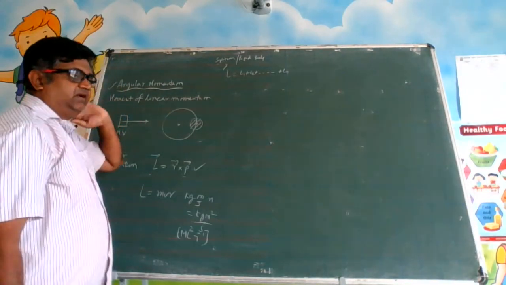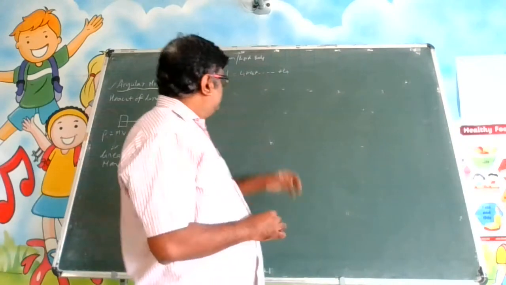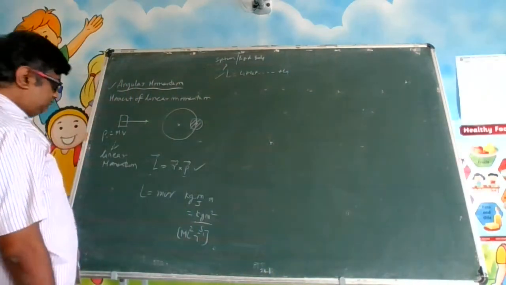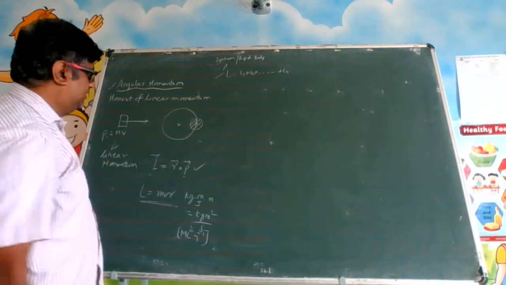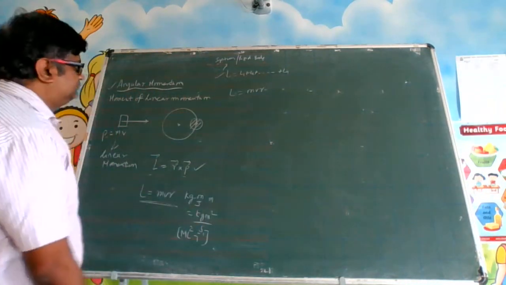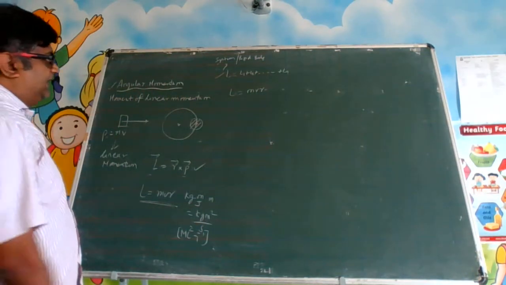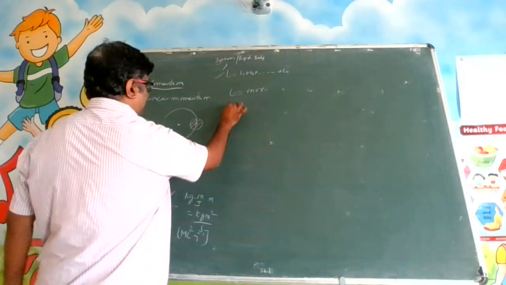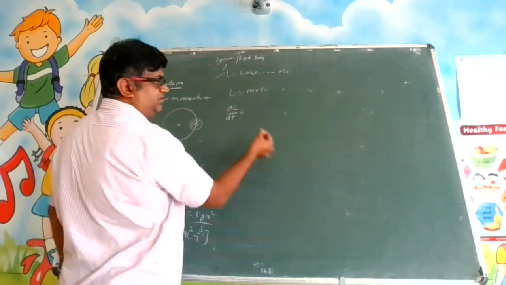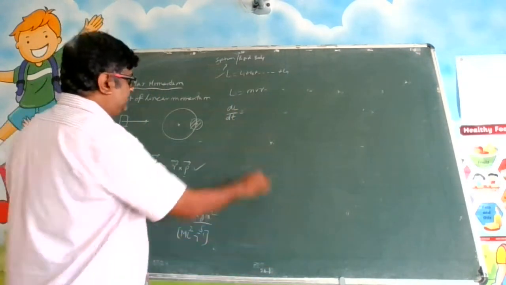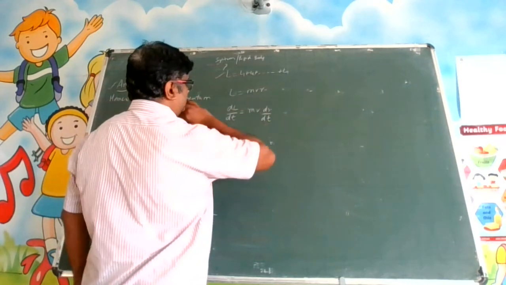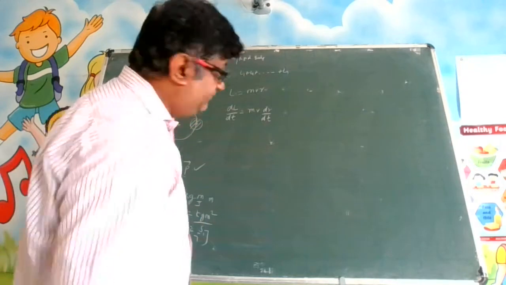Now, can we get something from here? L is equal to mvr. I will do one thing. I will differentiate both sides. I will get dL by dt. M is a constant. V, let us say it is going with a constant speed. Can I write it as mv dr by dt? No, r is constant and v is changing.